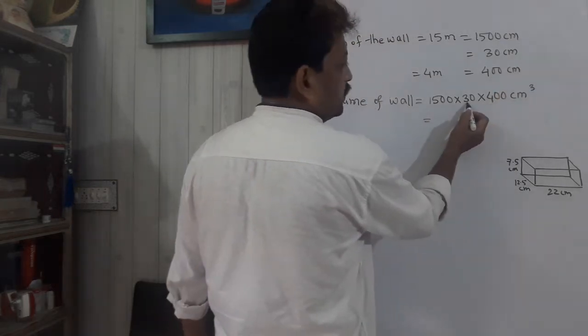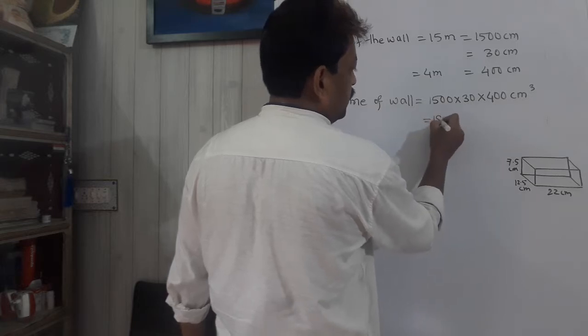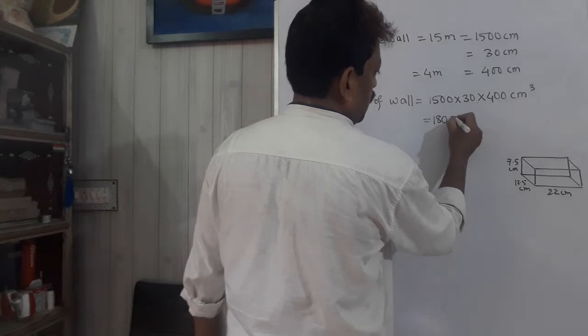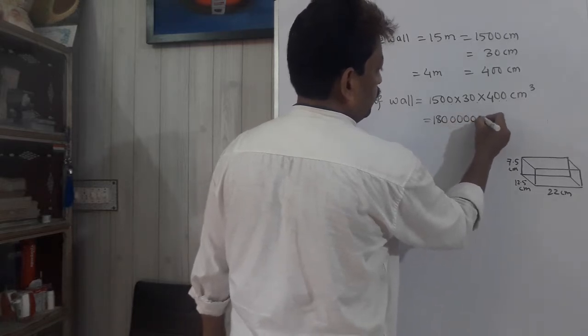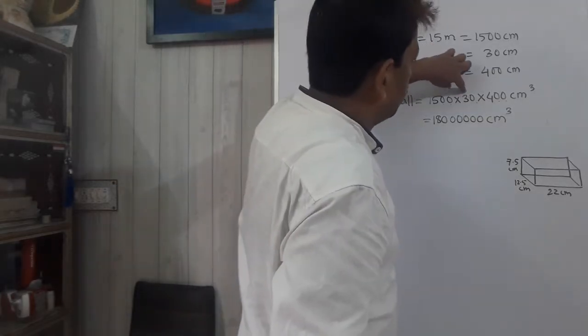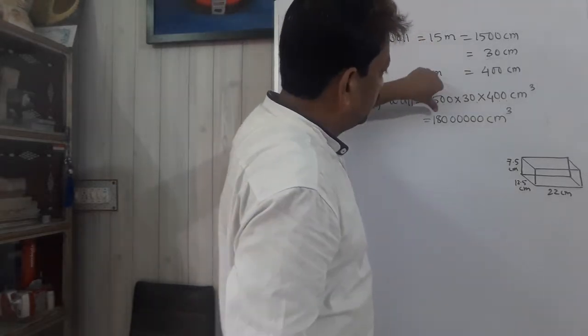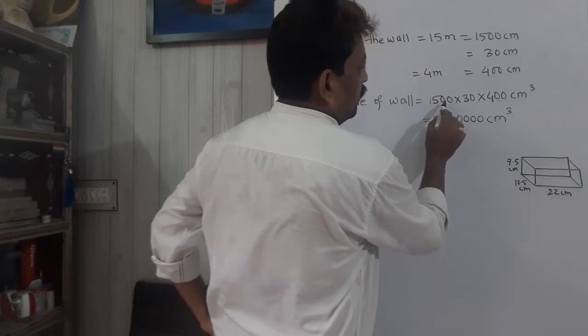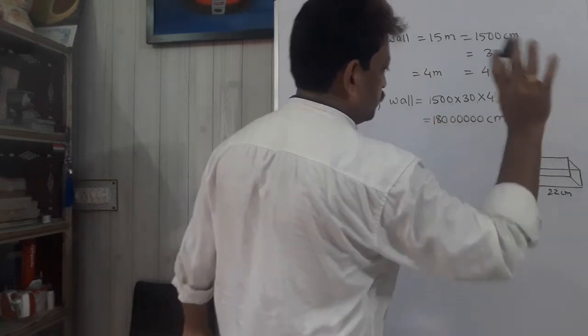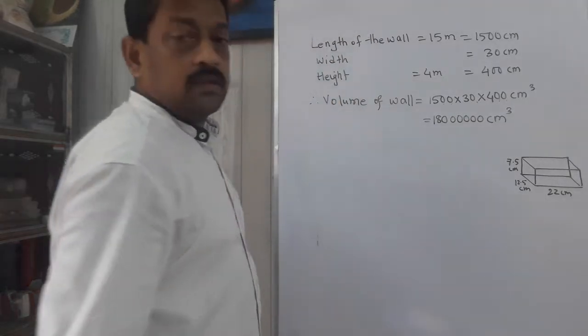So 4 3s are 12, 12 15s are 180, then 5 zeros. 15 3s are 45, 45 into 4 is 180, then 5 zeros. So volume of the wall is this one.